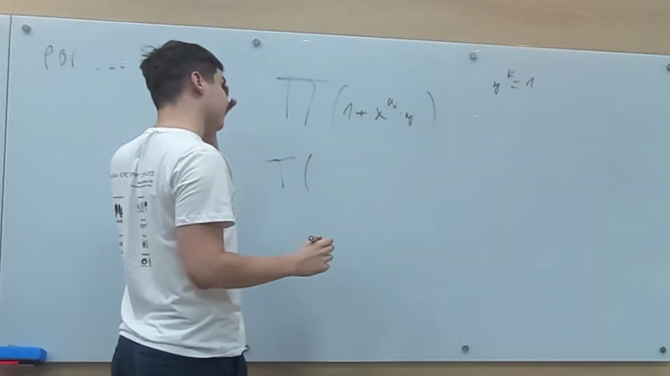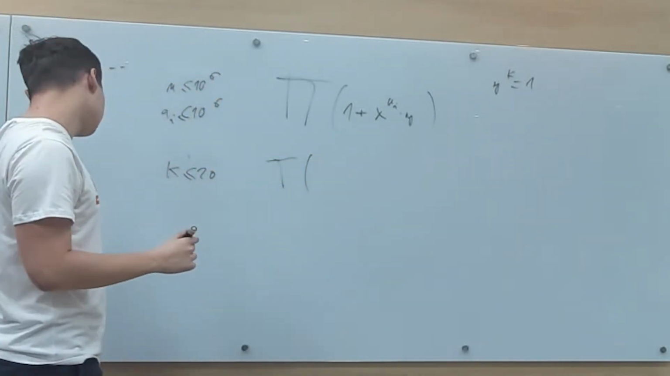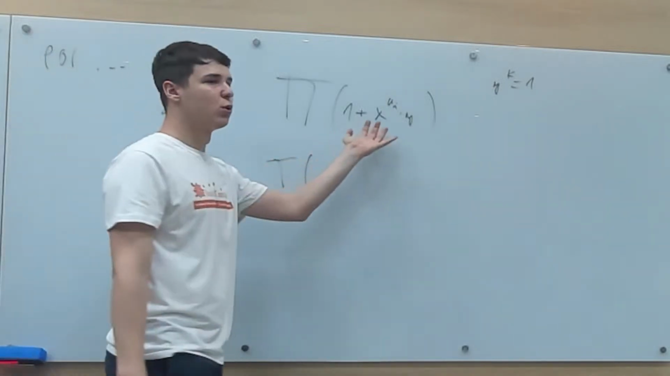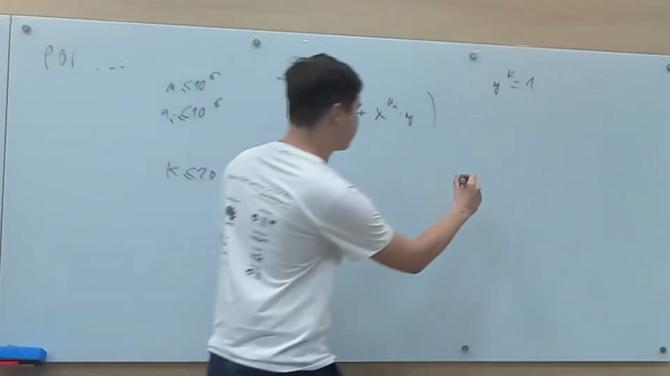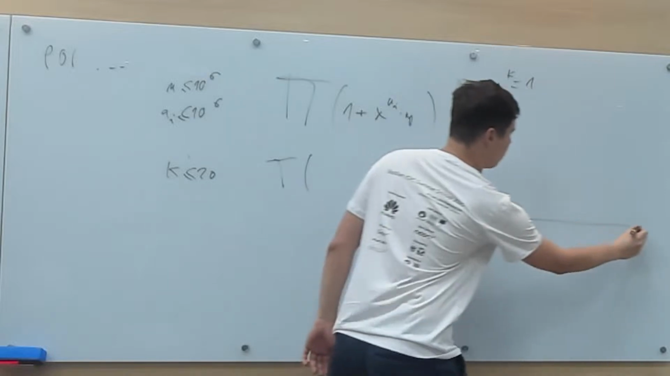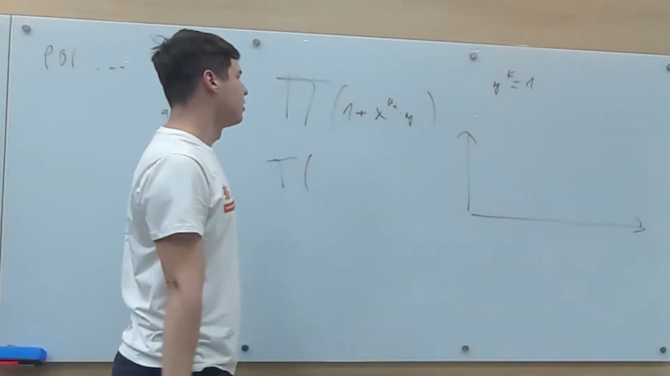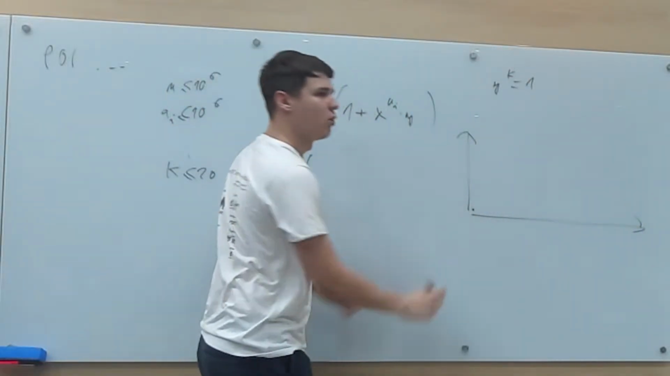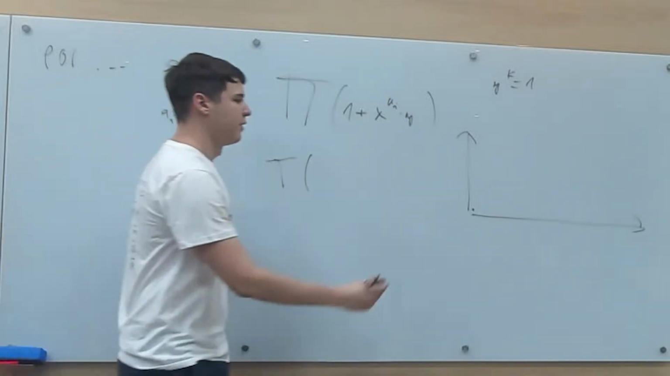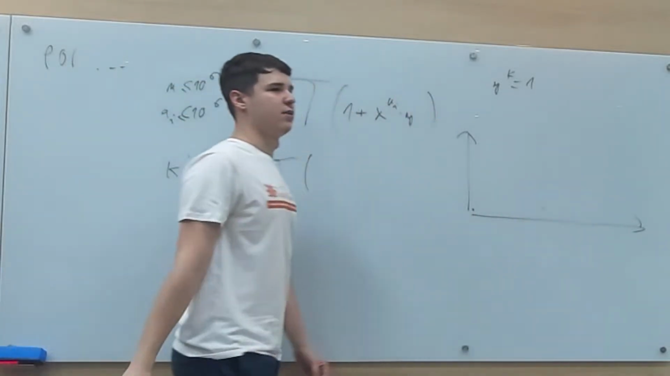So what can we do here? Okay, how does this look graphically? Let this be the x-axis and y-axis. So we have one guy here, and we have some guy here, right?